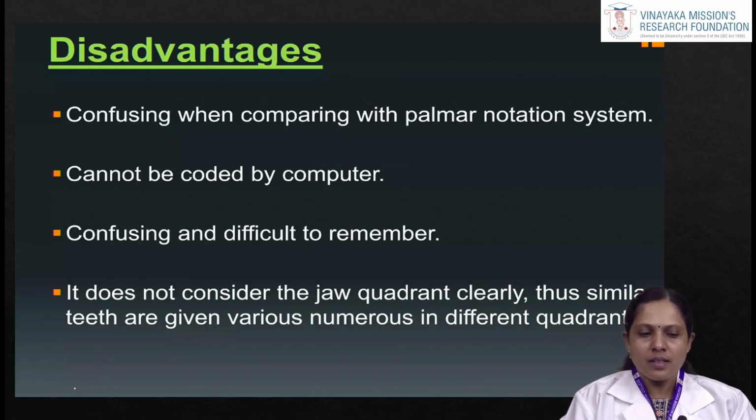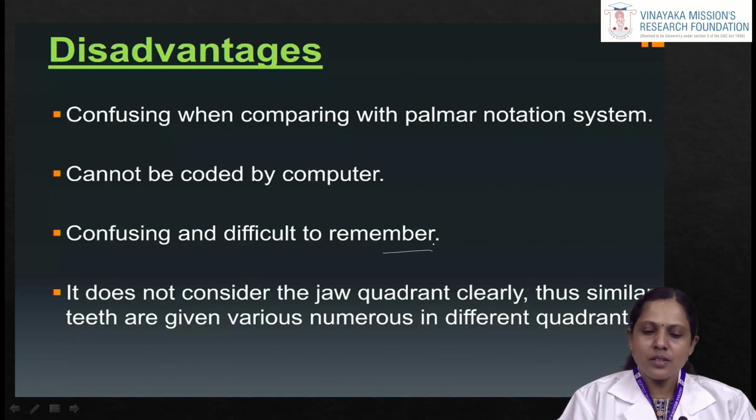And disadvantages is that it is confusing when comparing with the Palmer notation, and also the same type of teeth in different quadrants is represented by different alphabets or different numbers. Okay, for example 11 will be maxillary left canine. Okay, the same canine in mandible, it will be represented by 22. So this is the confusion. Same canine will be represented as different numbers or alphabets, so it is quite complicated to keep in mind. So it is confusing and difficult to remember.